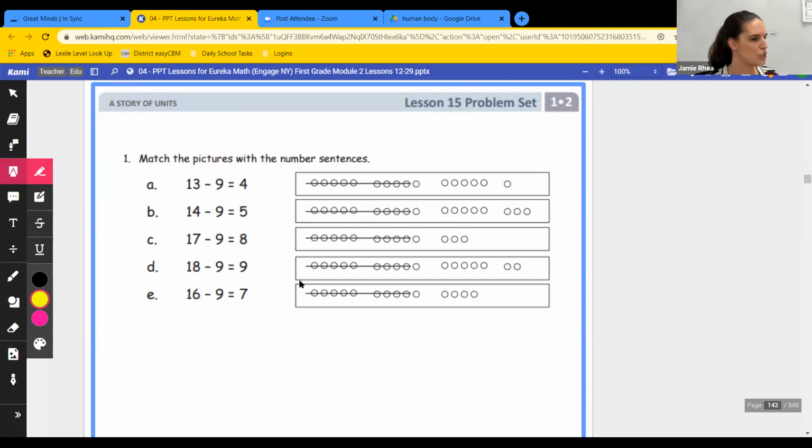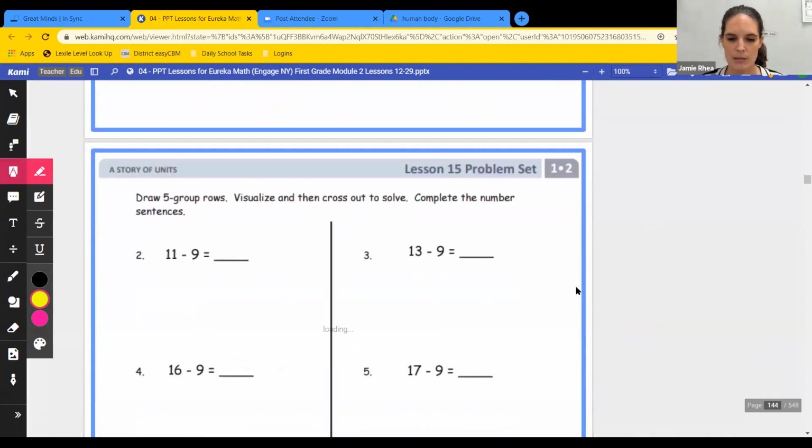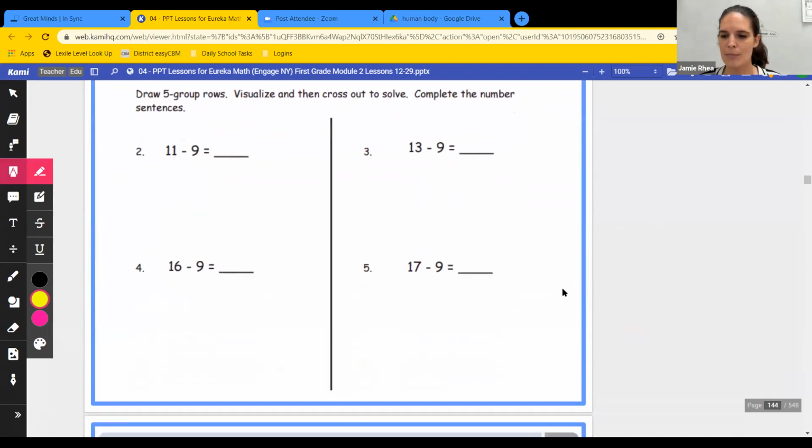Okay, now we were doing 2, 3, and 10, I think. Let me double check. That was what it was. 2, 3, and 10, A and B. Okay, so we're gonna skip over number 1. Let's go down here and look. Now, I'm not gonna do 2 and 3 with you, but I will do 4 and 5 with you.